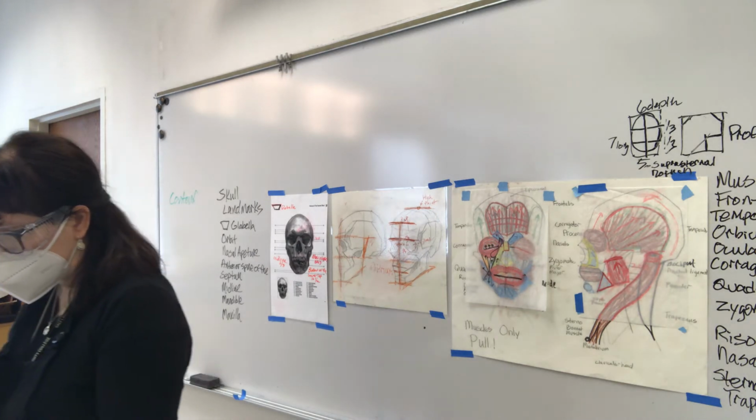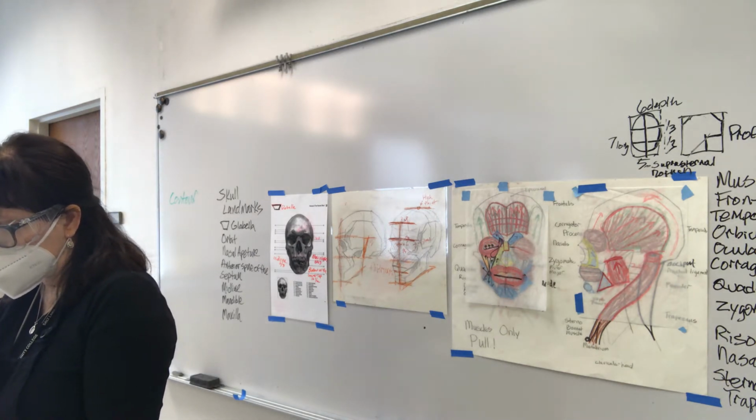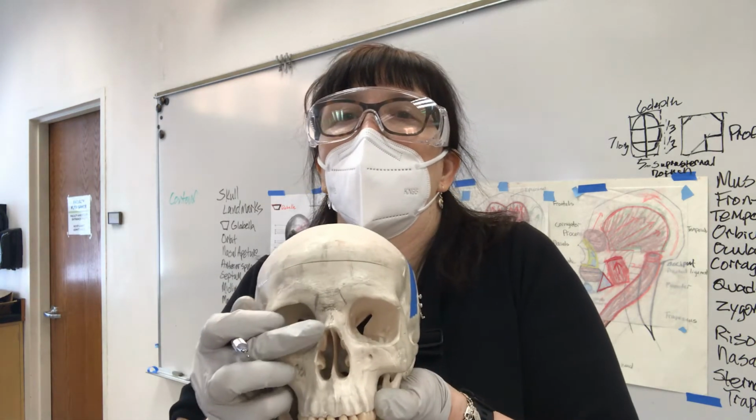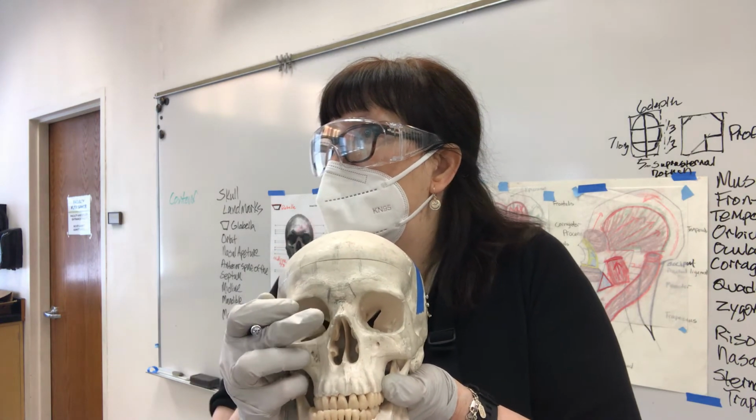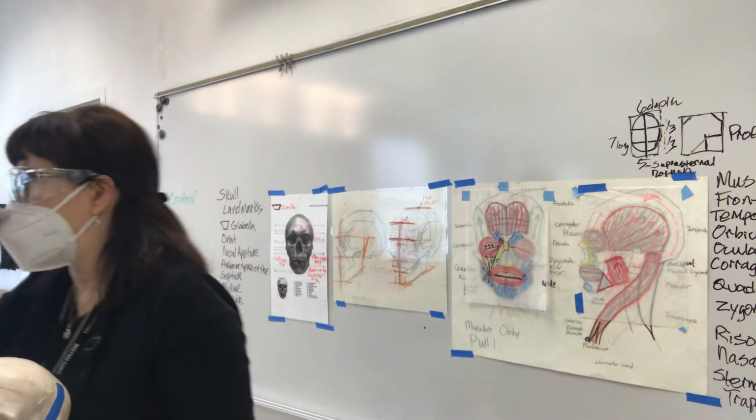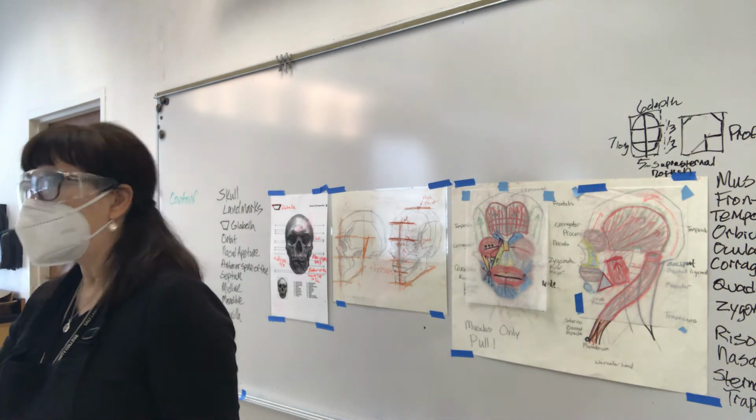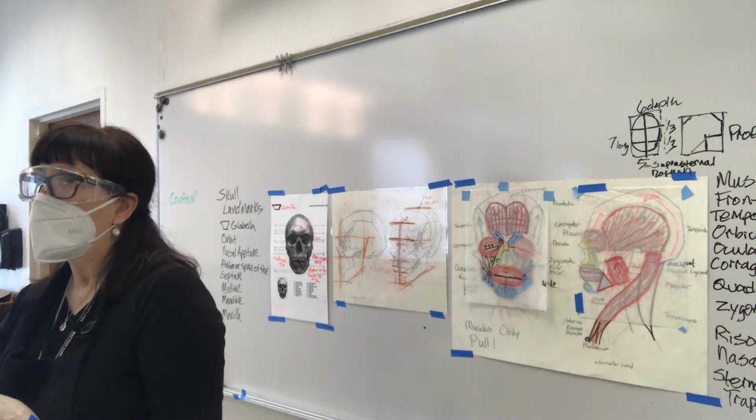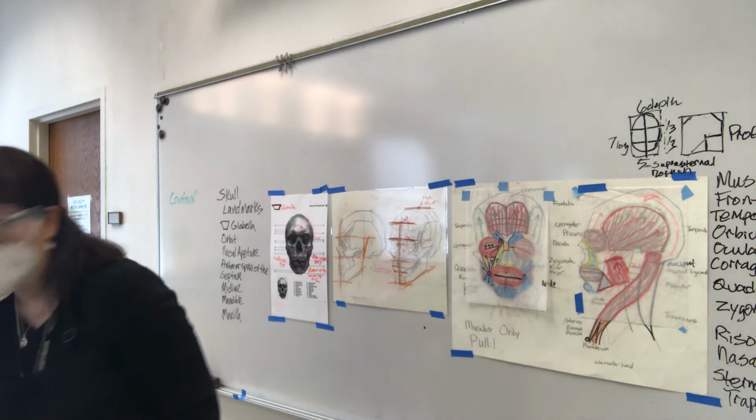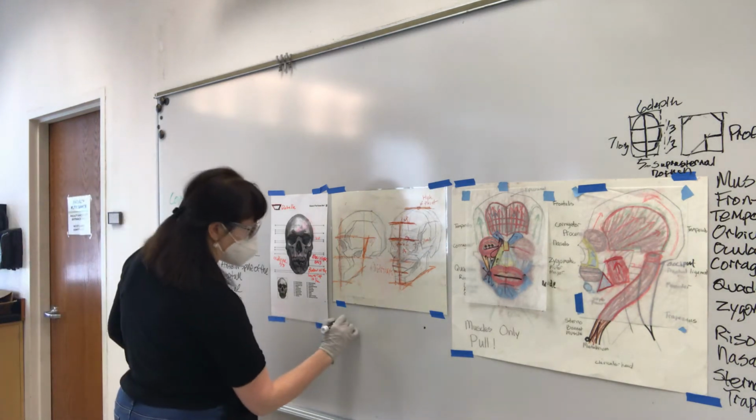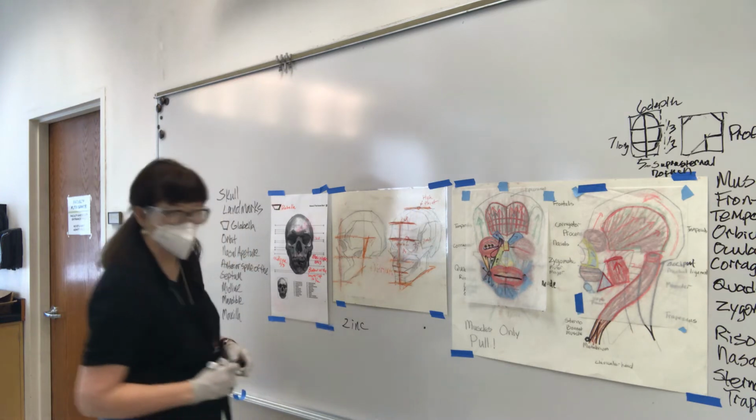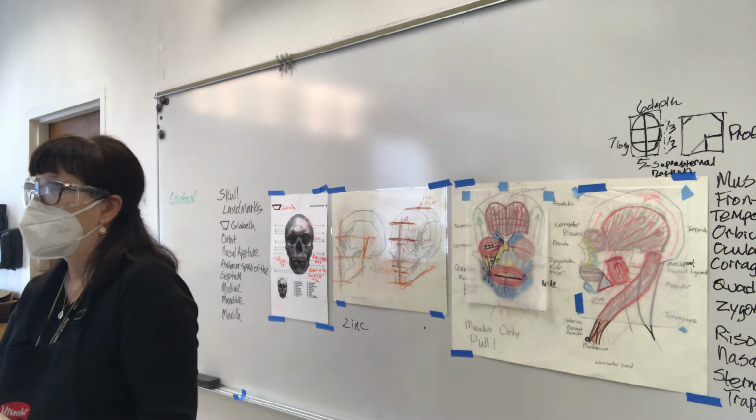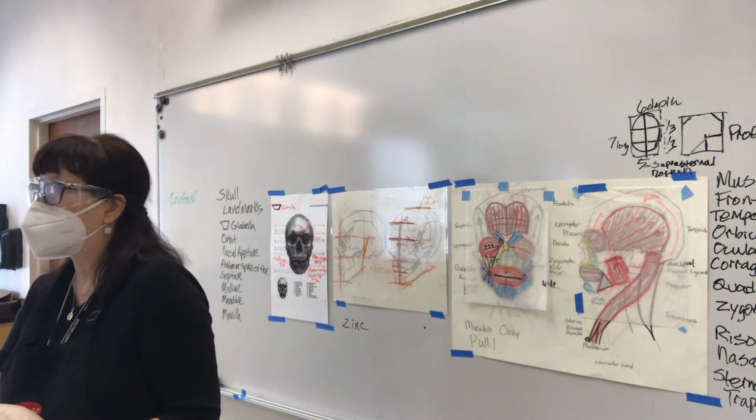So here we have the orbit, and here we have the only portion of the nose right here that is bone. That portion right there is bone, and that's the nasal bone. And that nasal bone, in proportion, is about 1/3 of the length of the nose. So an average nose is 2 inches in length. So that means that this proportion is about 1/3 of the overall length of the nose.